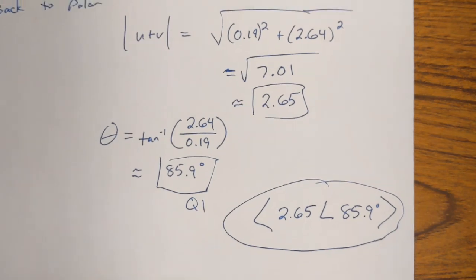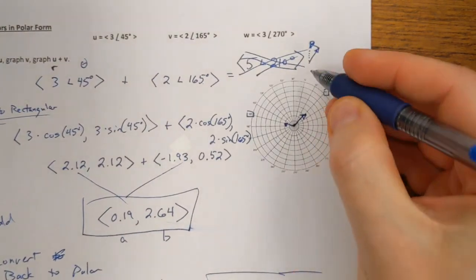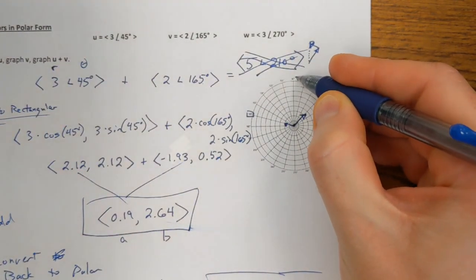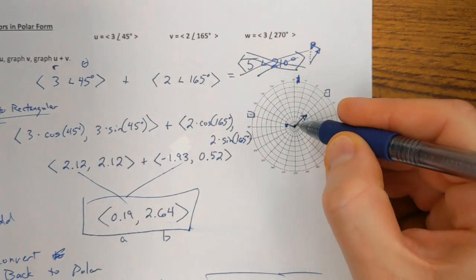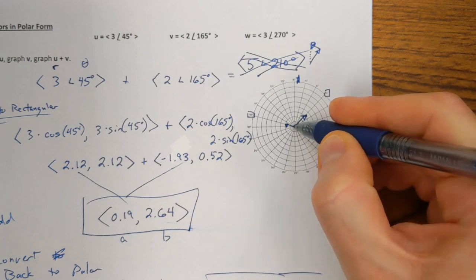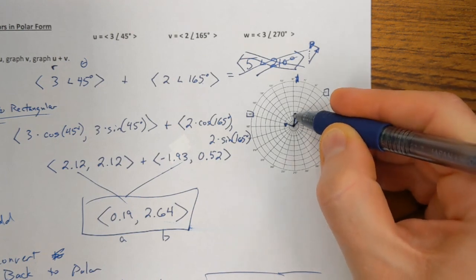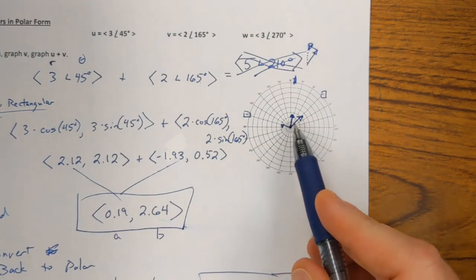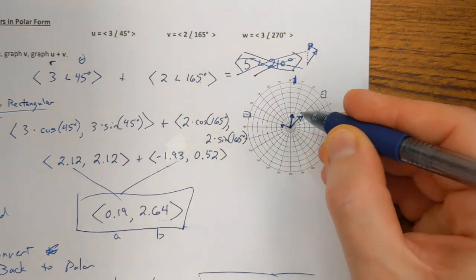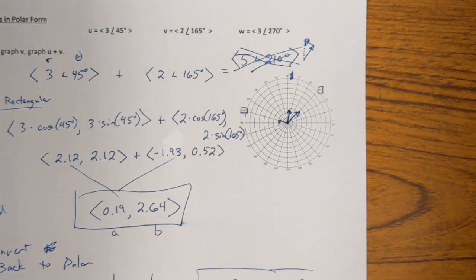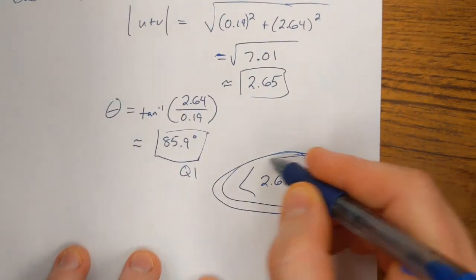So when I go to graph this, I'm going to look for an angle of 85.9 degrees. That'd be roughly right about here. That's going to be close to the 90, not quite perfectly. And then from my origin, I'm going to extend out at that angle, for a total of 2.65. If I add this vector plus this vector, I am left with this resultant. Okay? So that is my final answer. All right, these are going to be the trickiest ones.